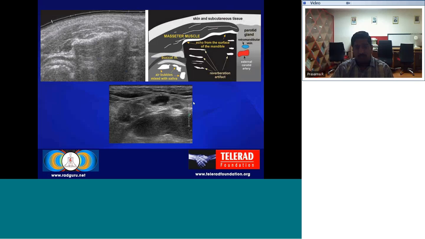The criteria to call it normal would be that the width is at least twice the depth, or by millimeters it should be 5 to 6 millimeters. Anything which is beyond 6 millimeters should be viewed with suspicion for any other cause like inflammation or mass.